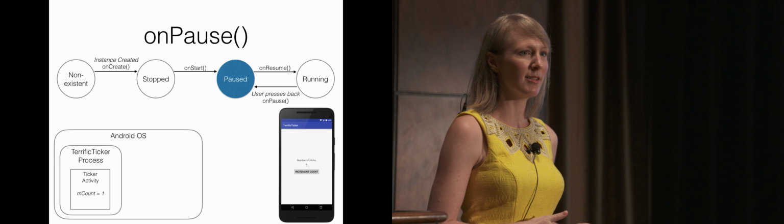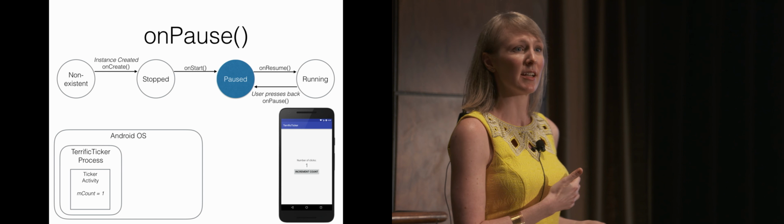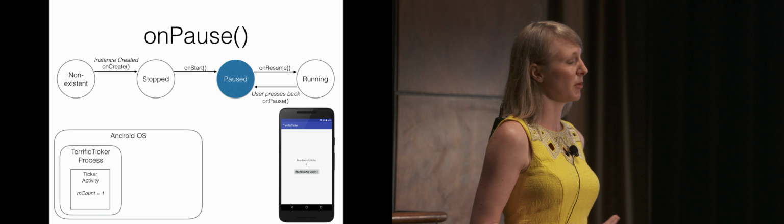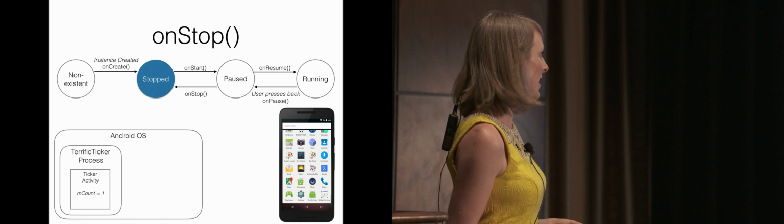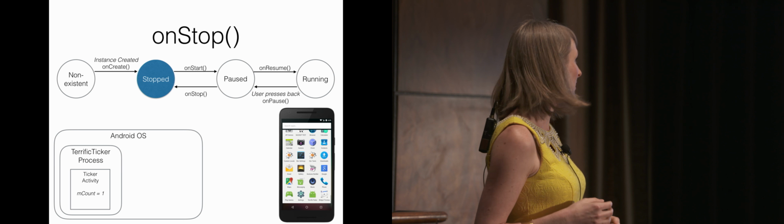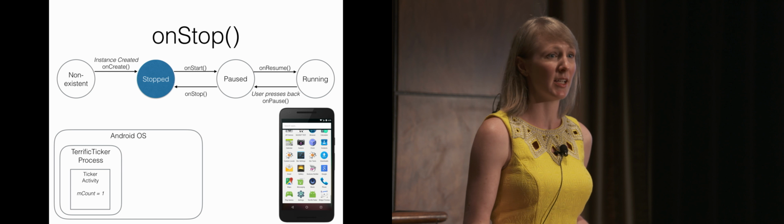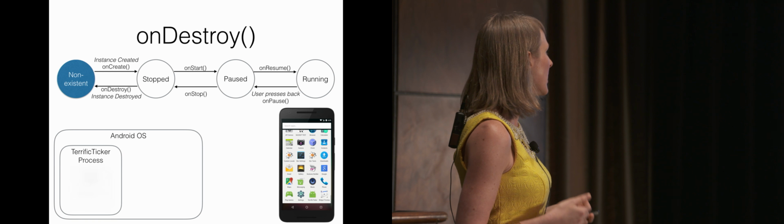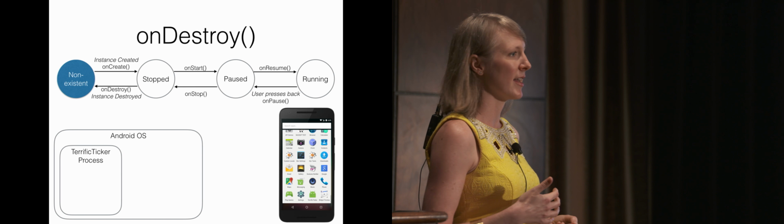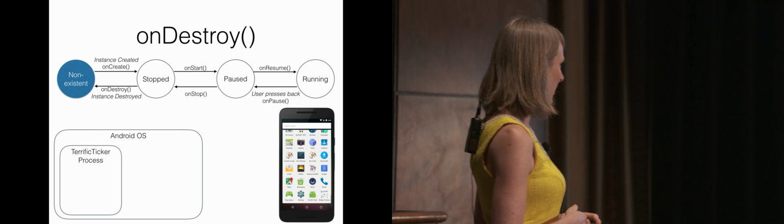So it'll call onPause to move us to paused state. So now your activity is visible but not in the foreground. Calls onStop to move us to the stopped state. So now your activity is not visible, but the instance is still there in memory. And then finally it calls onDestroy, right? The instance is destroyed and the user obviously no longer sees it anymore.